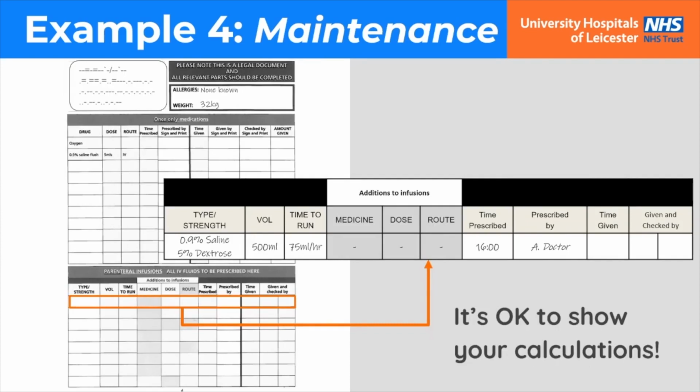As I'd said, our standard choice of fluid would be 0.9% saline and 5% dextrose for maintenance requirements, and that comes in 500 ml bags. So that prescription is going to look something like this. And when it comes to calculating the rate, it's absolutely fine to show your calculation somewhere or work it out on a piece of paper.